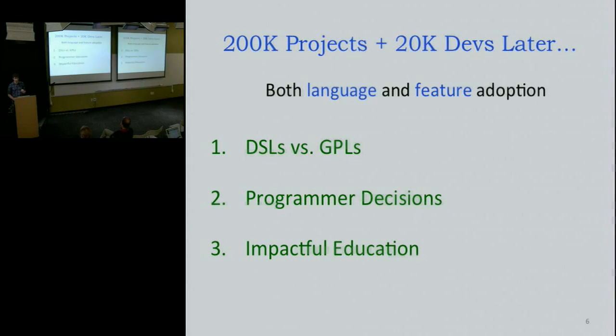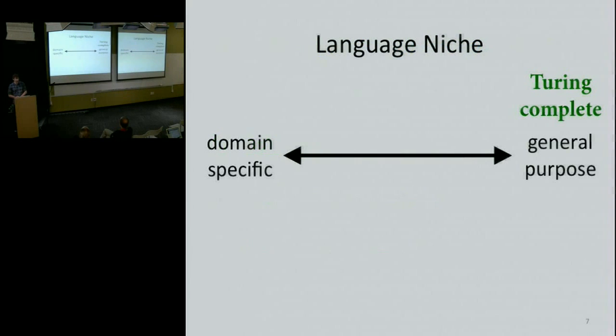One was we want to look at how people pick domain-specific languages over general-purpose languages, which matters when we're trying to pick what type of language to design. Another thing is, in the small, when a programmer makes one small decision, how did they actually make it? And then finally, as an educator or somebody who wants people to know languages, we're interested in what actually influences people's ability to do so and what's important there. So let's talk about domain-specific languages first.